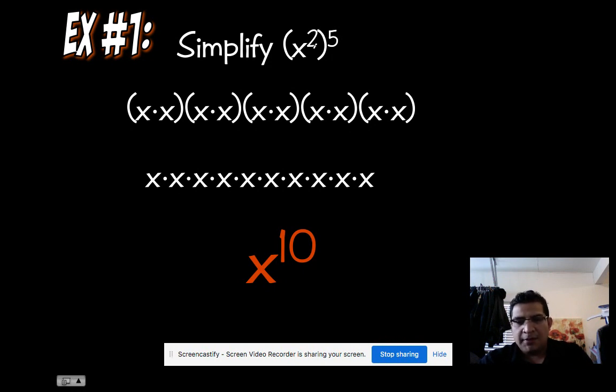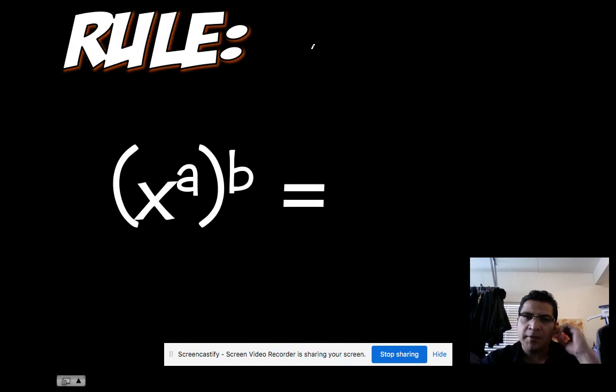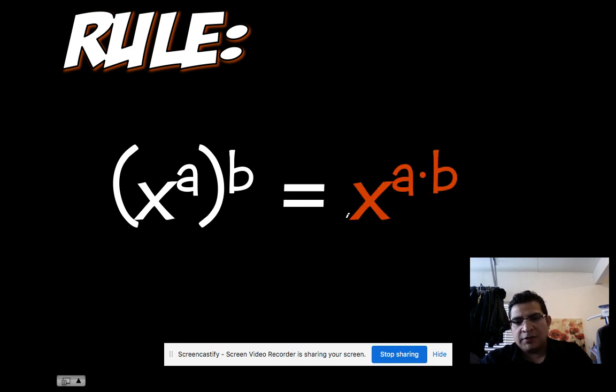Here is the property. The rule is x raised to the a power, raised to the b. When that happens, it's like a distributive property, so a times b will be the formula: x raised to the a times b. That's the formula. So x to the a raised to the b equals x to the a times b. Please pause the video as you're writing things down. Thank you.